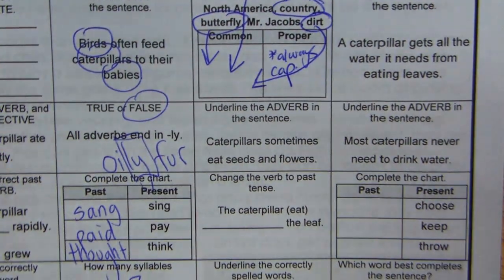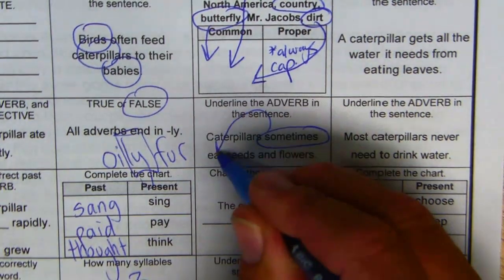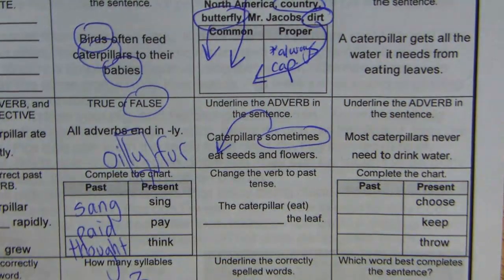Underline the adverb in the sentence. Sometimes it describes the eating. Sometimes eat. When do they eat? Sometimes.